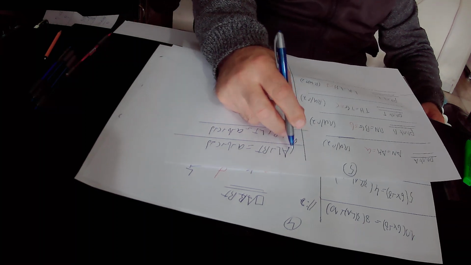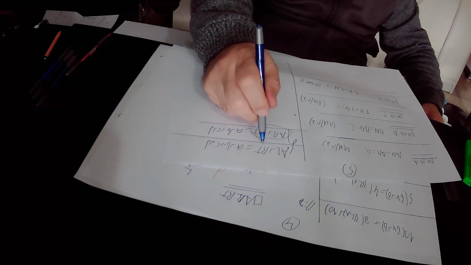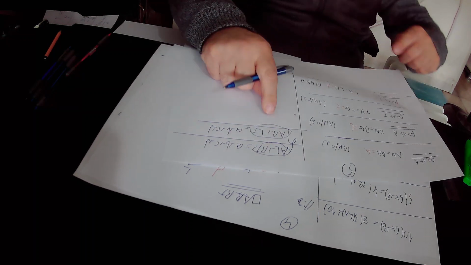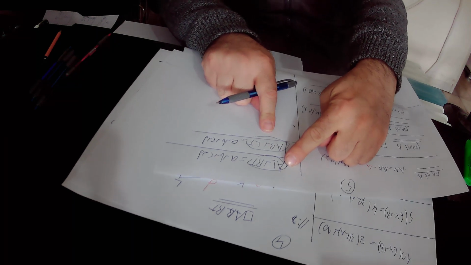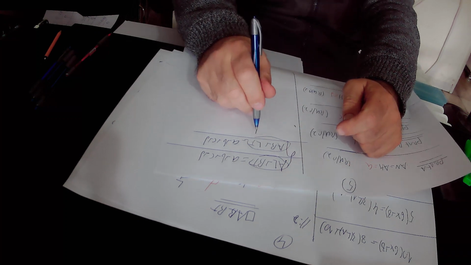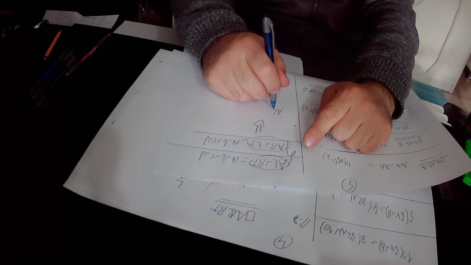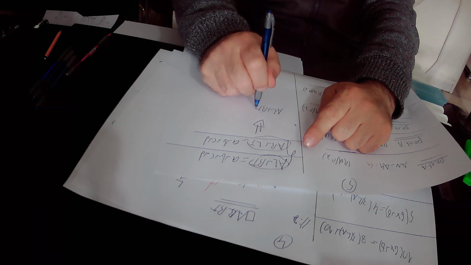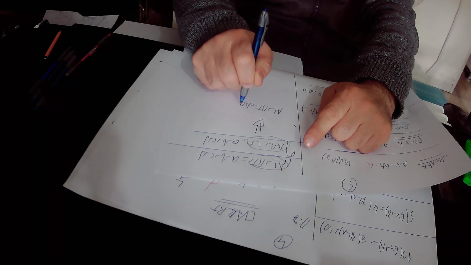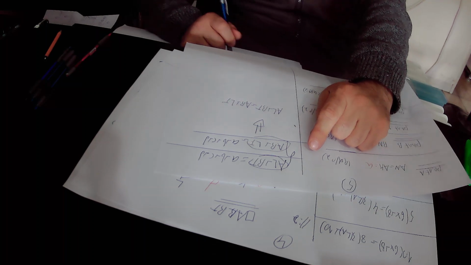So we found out that those two expressions are both equal to A plus B plus C plus D, therefore they are equal to each other. So we can write down that AL plus BT equals AB plus LT. Okay.